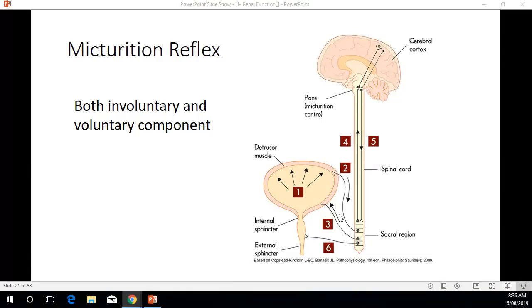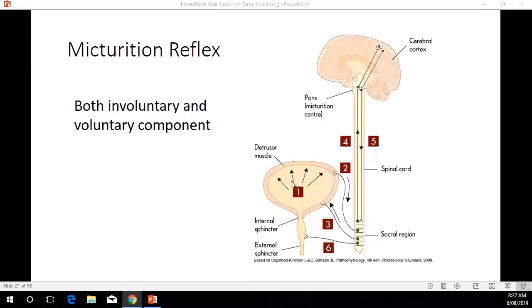At the same time, you have reflexes coming from the pons, where you have the micturition center in the pons. This is through parasympathetic nerve fibers. And once the bladder is filled to a certain capacity, this pontine micturition center will initiate the micturition reflex. This is an involuntary reflex. This is not in our control. Okay, usually when the bladder is about 400 ml filled with urine, this reflex is initiated.